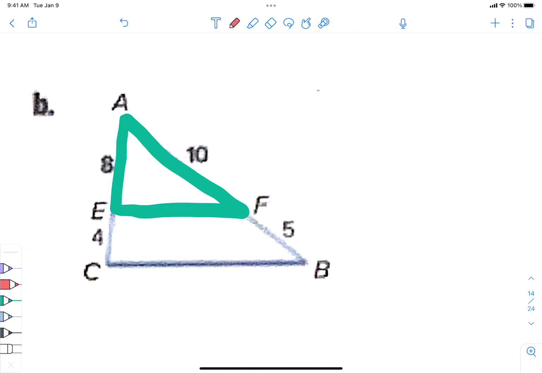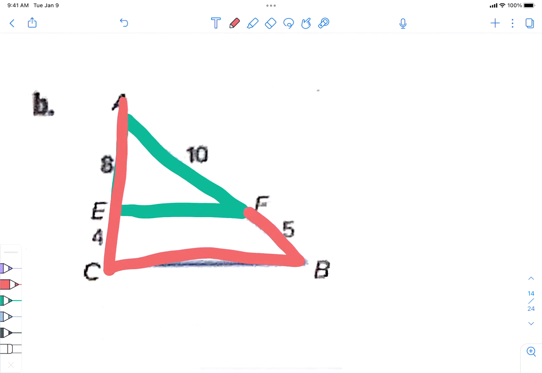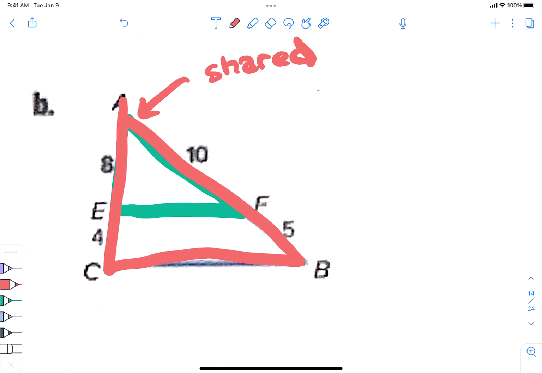Okay. Next, this one's a little bit confusing because we have a little inside triangle, right? Ooh, we do have an angle. They are sharing angle A, so this is shared. If we were doing this as a proof, we would say angle A for the small triangle is the same as angle A for the big triangle. Do you remember what that's called? That's the reflexive property.